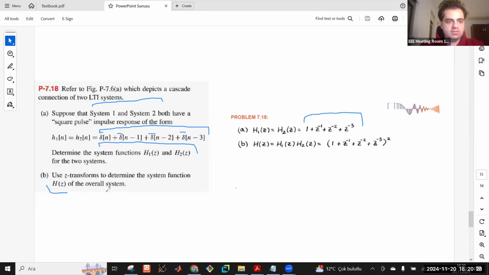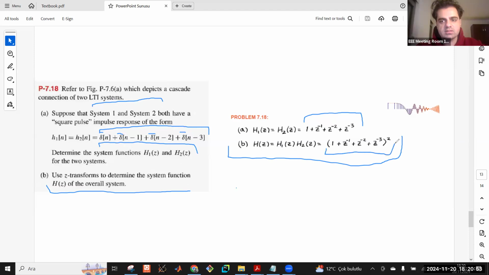In part B, we will find the system function of the overall system. Remember that in the n domain, we used to do convolution between impulse responses of subsystems. In the frequency domain, we used to do multiplication. In the Z domain, again, we do multiplication. So we simply multiply the system functions of the two subsystems, and we get this result. Okay, this was the last question for this recitation.